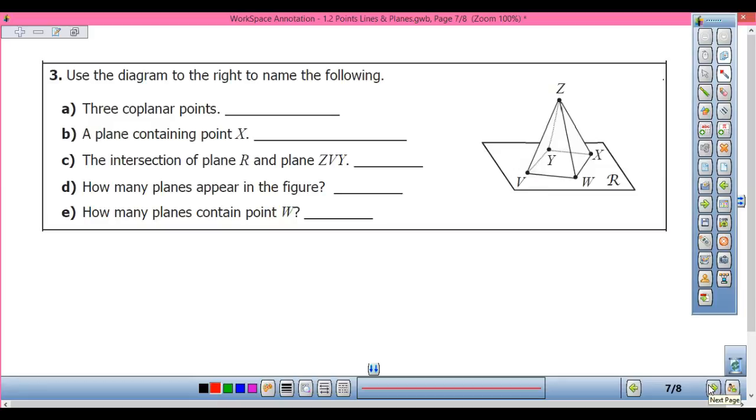Okay, 3 points that are on the same plane, 3 coplanar points. V, W, and X, yep. How about a plane that contains point X? Plane R, yep.